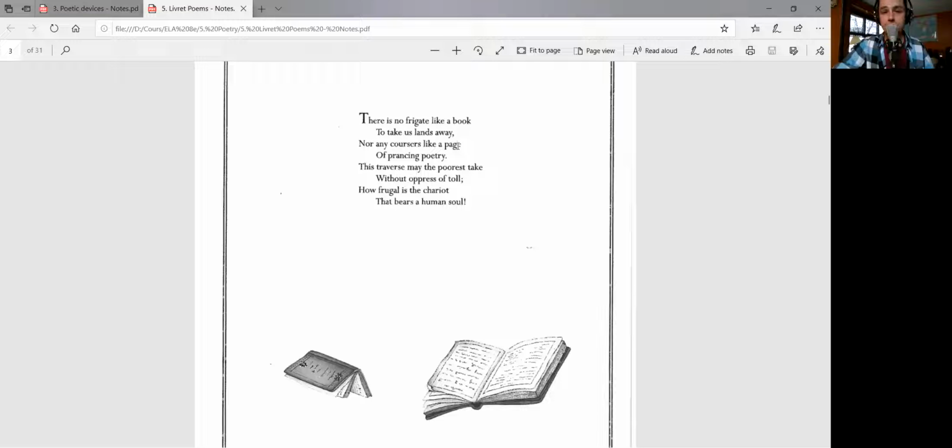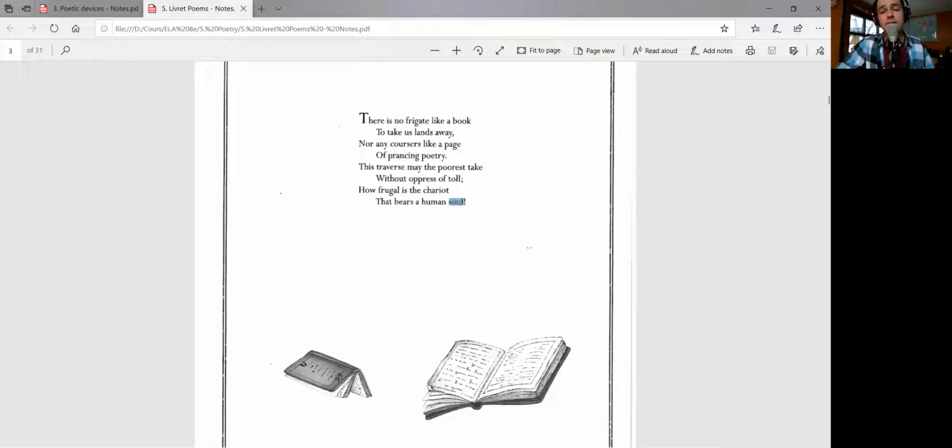Now ask yourself, do you understand it? Let's see. There is no frigate like a book. No, pardon me. I keep pronouncing that wrong. There is no frigate like a book to take us lands away, nor any coursers like a page of prancing poetry. This traverse may the poorest take, without oppressive toll. How frugal is the chariot that bears the human soul. A couple other hints that are present here that I think we should look at before we move on to finally analyzing each and every word.